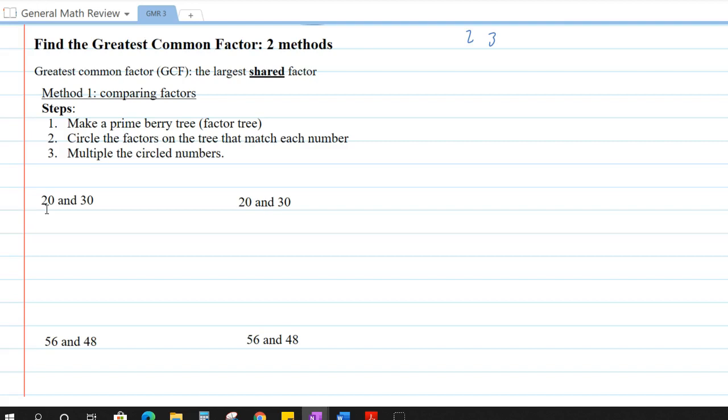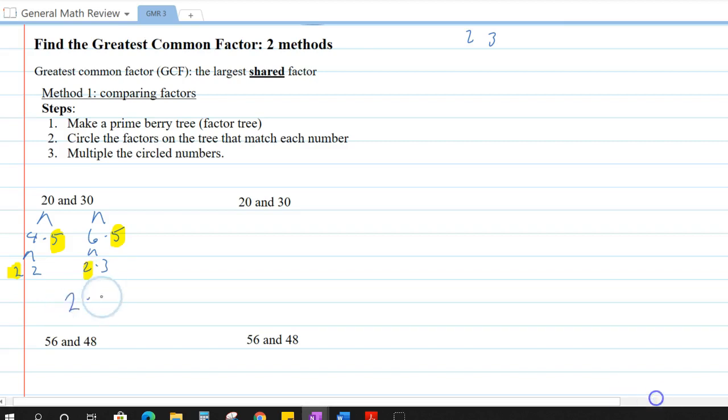I have a 20 and a 30. 20 breaks into 4 times 5, and then 4 breaks up into 2 times 2. 30 breaks into 6 times 5, and then 2 times 3. Now what you want to do is look for like terms. So I have a 2 here and another 2 here. Then I also have a 5 and another 5 here. The extra 2 and the extra 3, they don't have partners. We can't use them. You take those numbers and you multiply them.